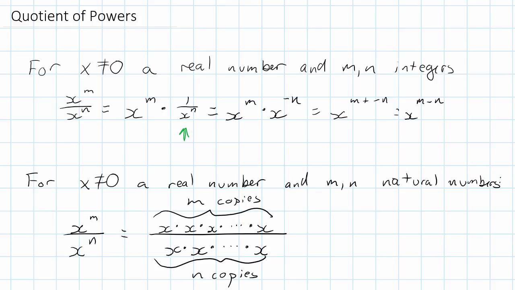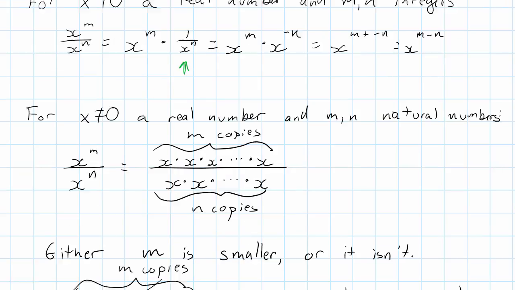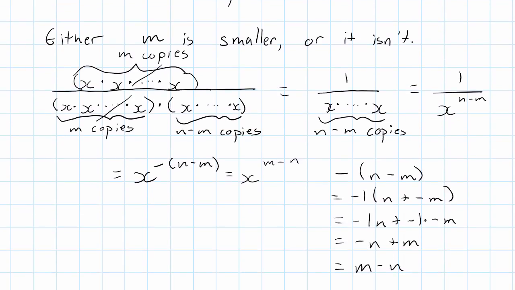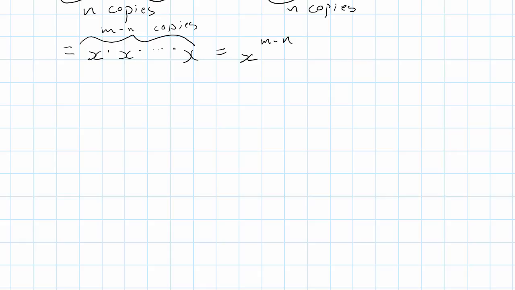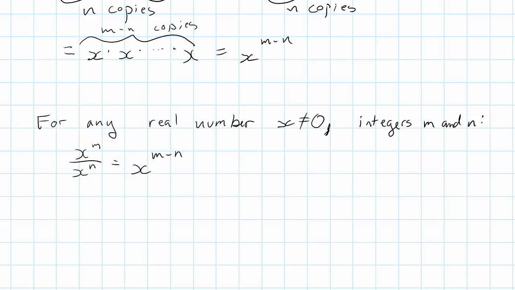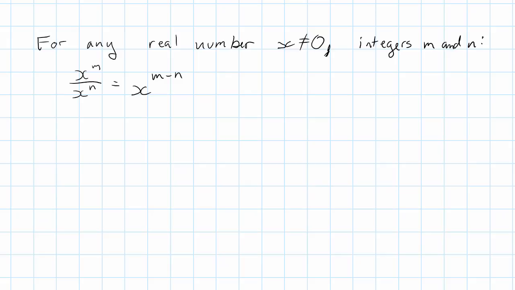We can see it just by rewriting the division as multiplication, or we can see it by keeping the division as division. Regardless, for any real number x that is not 0, and integers m and n, x to the m over x to the n equals x to the m minus n.